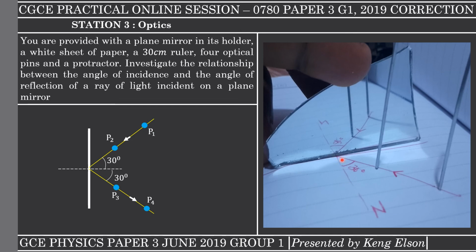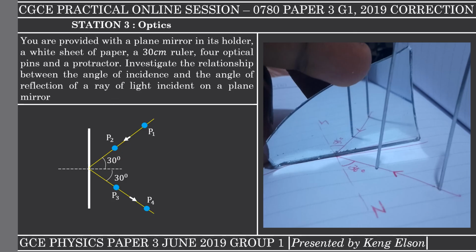That's from the normal. You measure 30 degrees, you put a dot, and then now you draw a line linking the point of incidence and then the dot. All right, and then you write the angle. This is 30 degrees. You do that using a protractor. Now your mirror is there already. You now place these 2 pins here. When you place these 2 pins, you realize that the images of these 2 pins are seen in the mirror, and these are the images.